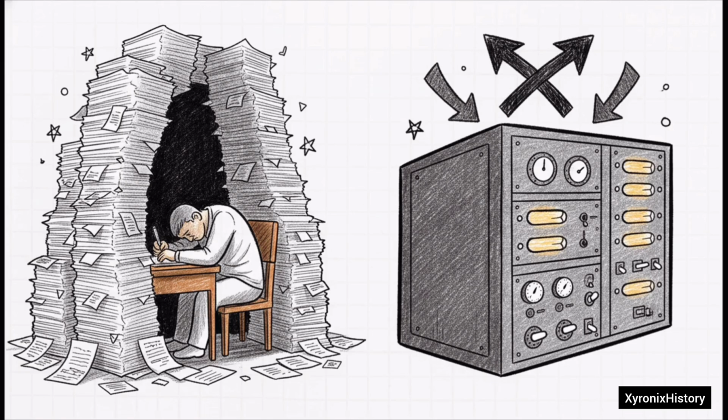ENIAC could complete 500 operations per second. Now, to put that into perspective, back then the word computer literally referred to a human being sitting at a desk doing pen and paper math. So 500 operations per second, that was unimaginably, mind-bendingly fast. Plus, unlike the hardwired machines that came before it, ENIAC wasn't just a one-trick pony. It could be completely reprogrammed to solve entirely different problems.